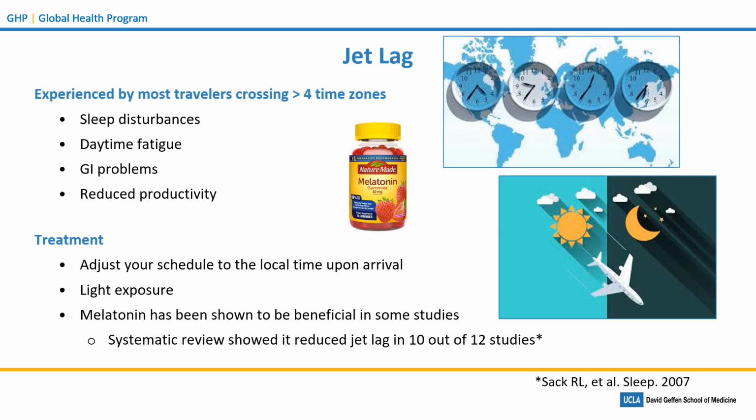Jet lag is obviously something that we've all experienced. It can cause sleep disturbances, daytime fatigue, GI issues, and reduce your productivity. So, what can you do to mitigate all of that? You can adjust your schedule to the local time when you arrive. Light exposure is super important. And then melatonin has been shown in some studies to be beneficial. It's definitely more effective when you travel east, but it can be beneficial for westward travel if you're crossing more than 12 time zones.